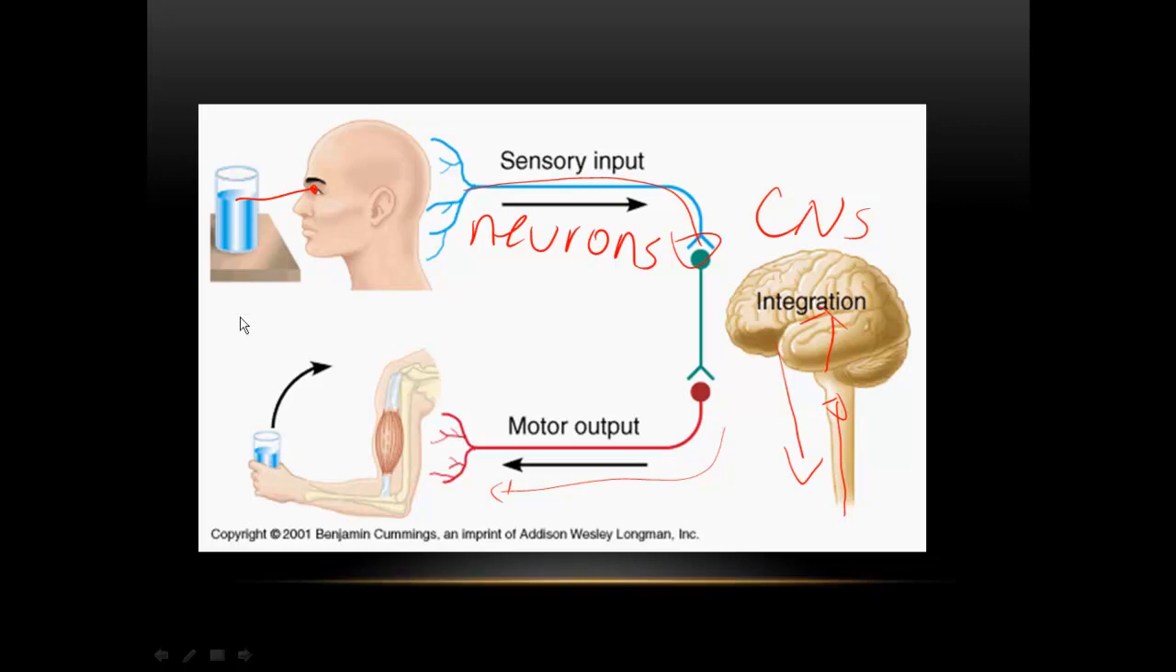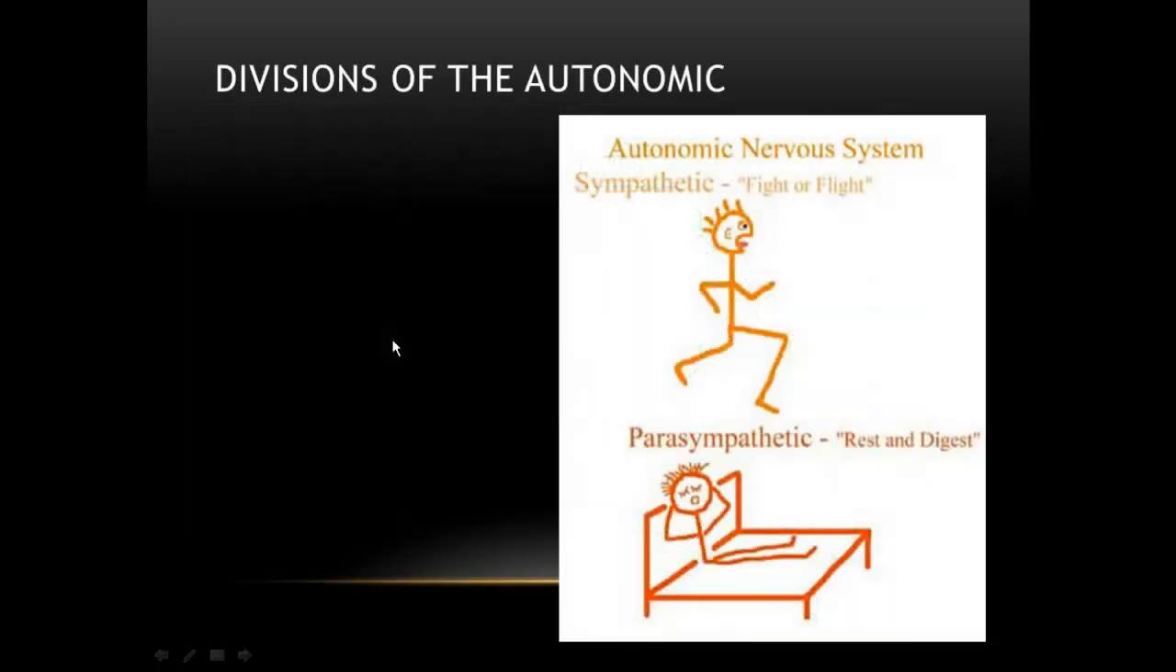to drink, right? This would be somatic or autonomic. This would be somatic because I decided, right? I decided to do this. The divisions of the autonomic, really important to understand.